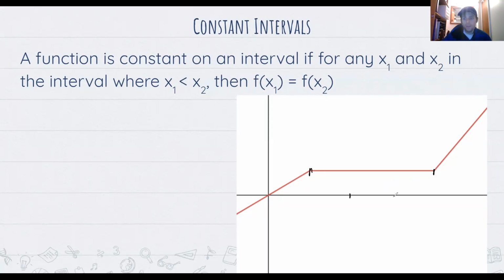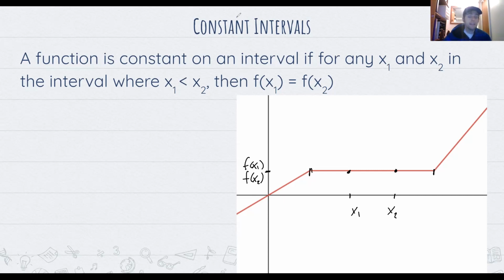When we pick two values in that interval, any two values x1 and then x2, then the outputs at both of those spots have to be equal. f of x1 would be equal to f of x2, right? And so both of those would be right here, f of x1 and f of x2. They'd have the same output. That's what it means to be constant, right?